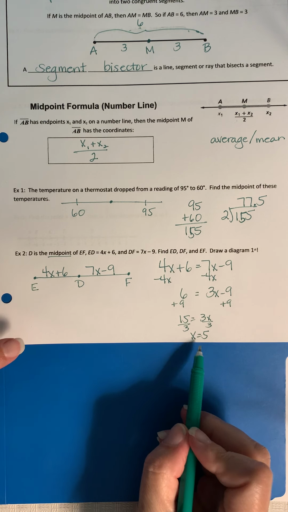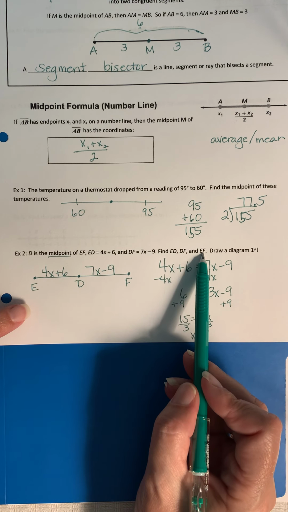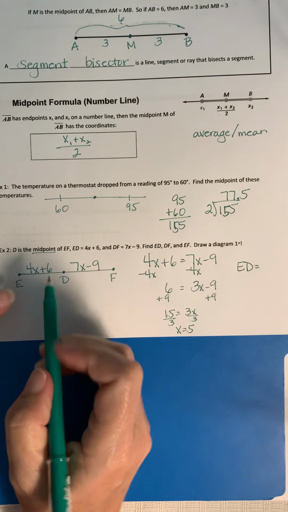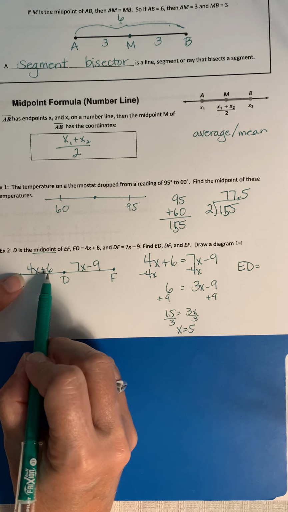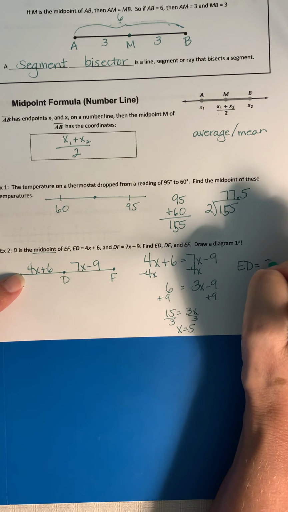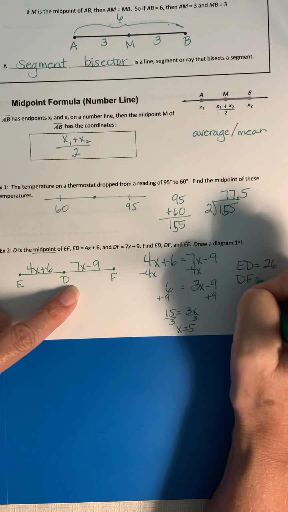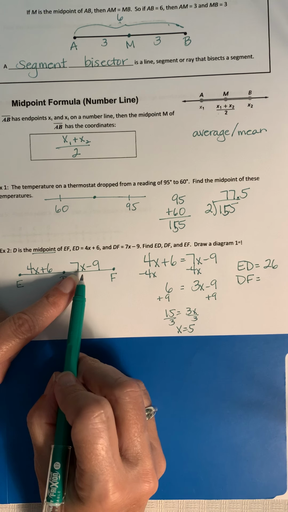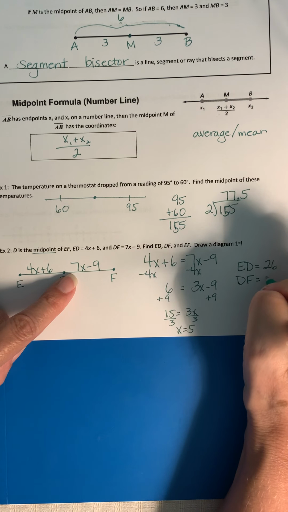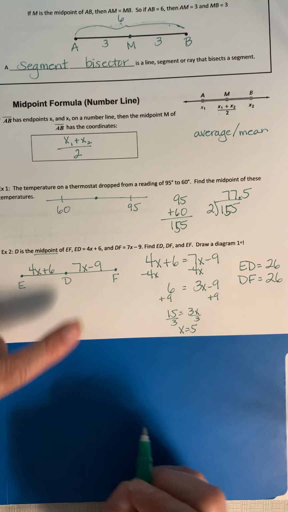Now that's not the answer. Remember, we always go back to the question. We want to find the length of ED, DF, and EF. So if we look at the length of ED, it is 4x plus 6. If I put a 5 in here, 4 times 5 is 20, plus 6 is 26. The length of DF, hopefully it's the same thing, but I always like to double check my work. If I put a 5 in here, I get 35. 35 minus 9 is in fact 26. If these two are not the same, then you did something wrong.